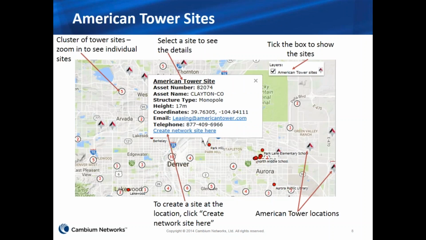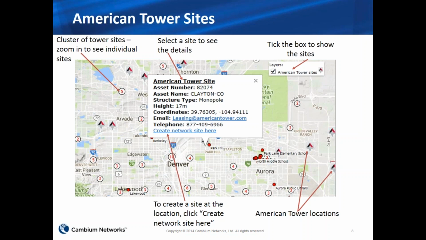So LINKPlanner now works in conjunction with American Tower, and we display the location of their towers within LINKPlanner. This makes it easier to use one of their towers as a site. So if you want to see the towers when you're in the Google Map view, then simply tick the box on the right-hand side to activate the American Tower sites.